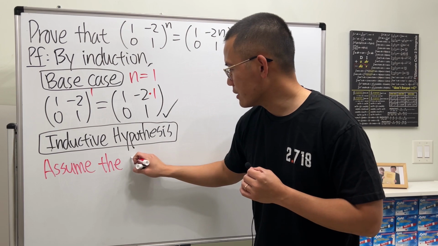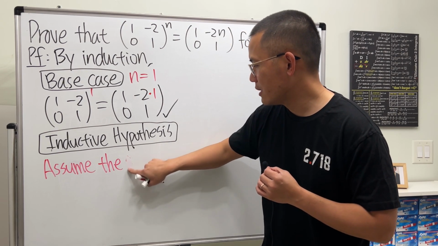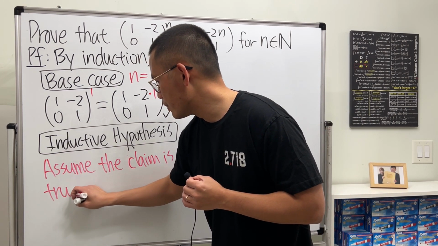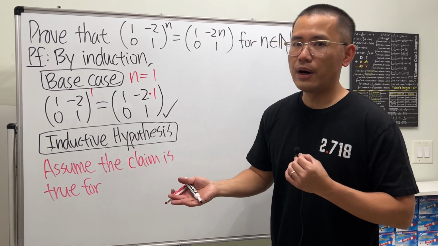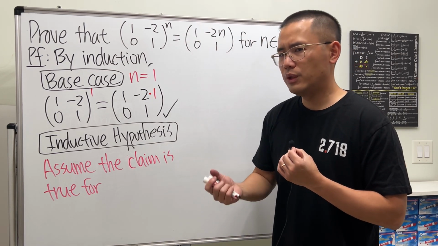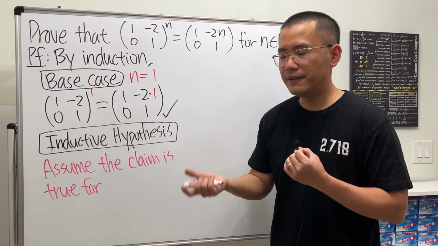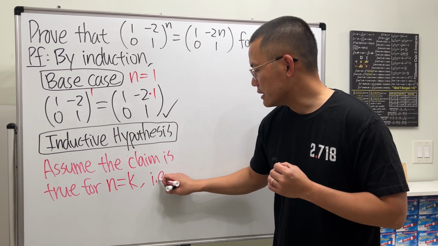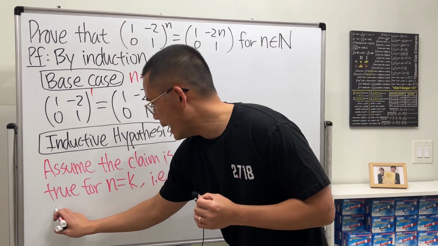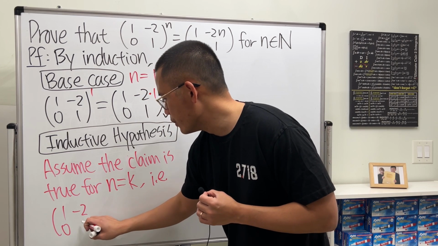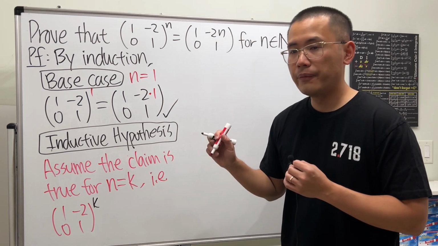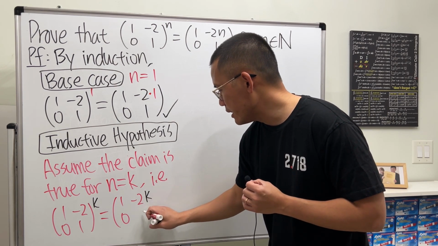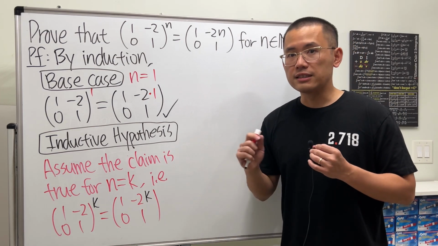So I will write down the claim or the statement. The claim sounds better. The claim is true for some value, but let's not use n anymore. Usually we like to pick another index or another variable. I'm going to say for n equal to k. So what that means is that we're saying we have 1, 0, negative 2, 1 raised to the kth power. This is equal to 1, 0, negative 2 times k and then 1. So this is the assumption that we have.